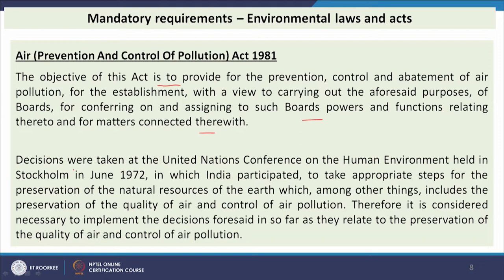And decisions were taken at the United Nations Conference on the Human Environment held in Stockholm in June 1972, in which India participated, to take appropriate steps for the preservation of the natural resources of the earth, which among other things includes the preservation of the quality of air and control of air pollution. Therefore, it is considered necessary to implement the decisions aforesaid in so far as they relate to the preservation of the quality of air and control of air pollution.